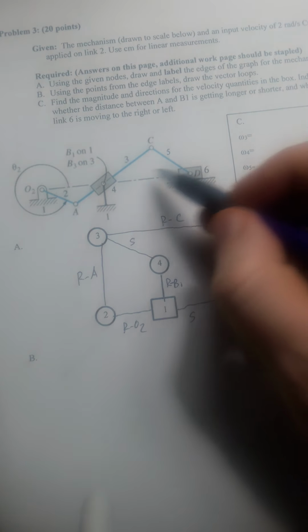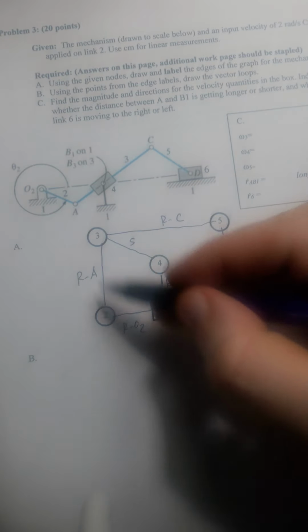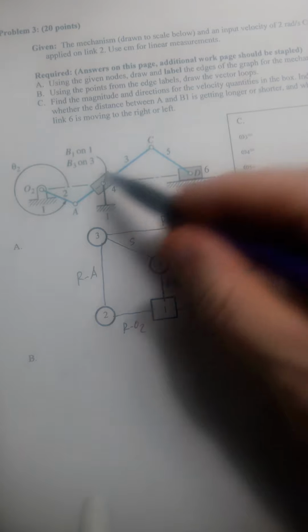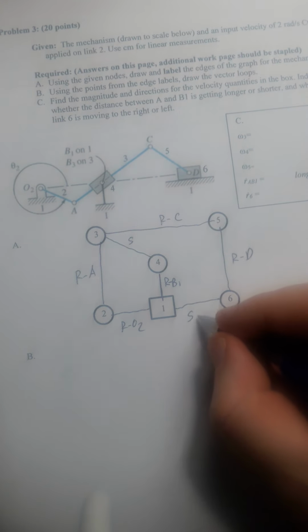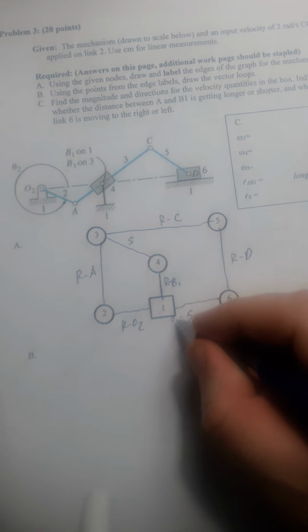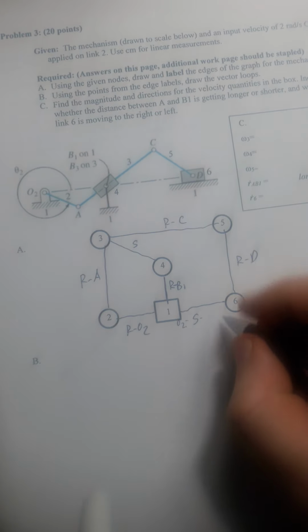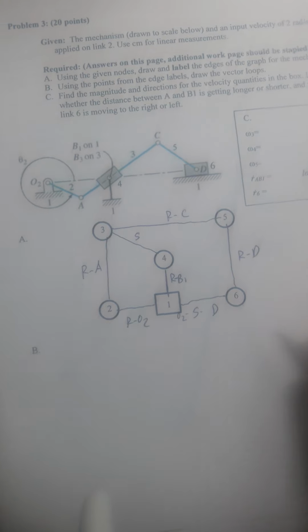You could have B1 if you think about doing this loop, or if I'm thinking about doing the outer loop, I'd probably do D to O2. And so that's what I'm thinking about. So I'll do O2 as the point from link 1, and for link 6 I've got D.